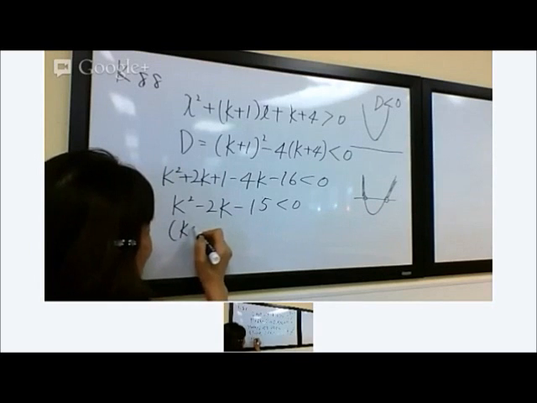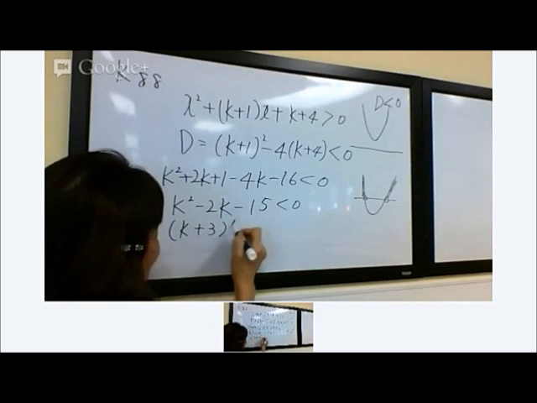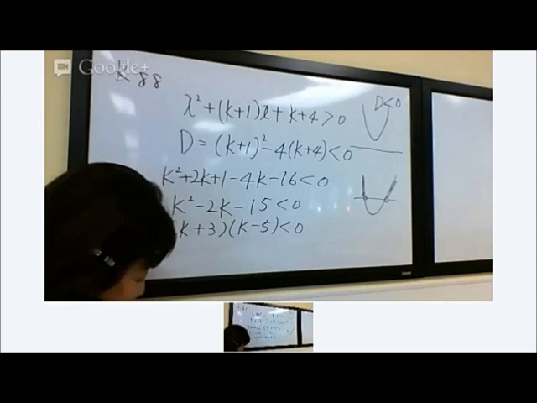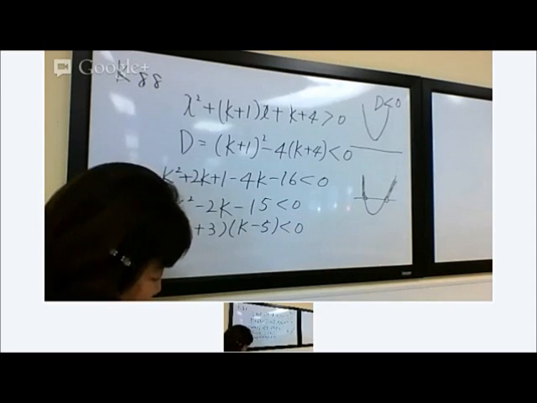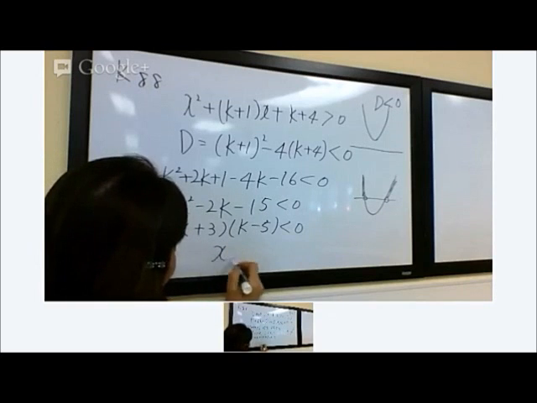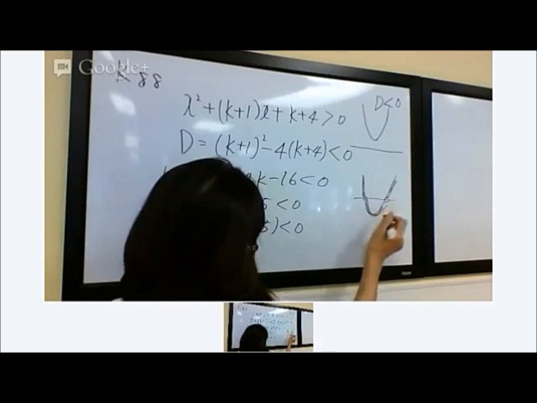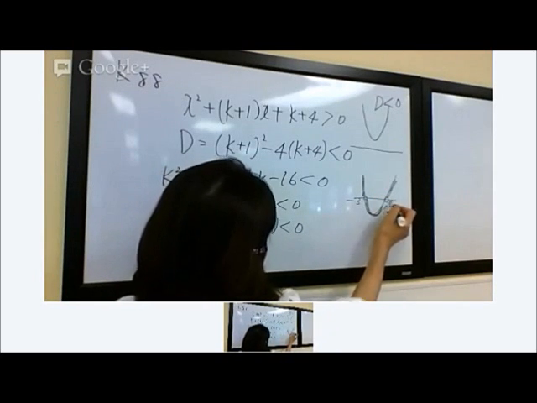Then K plus 3, and K minus 4. This one you can factor. I cannot. Then K needs to be less than this one here, in this area. Then 3, then 5.